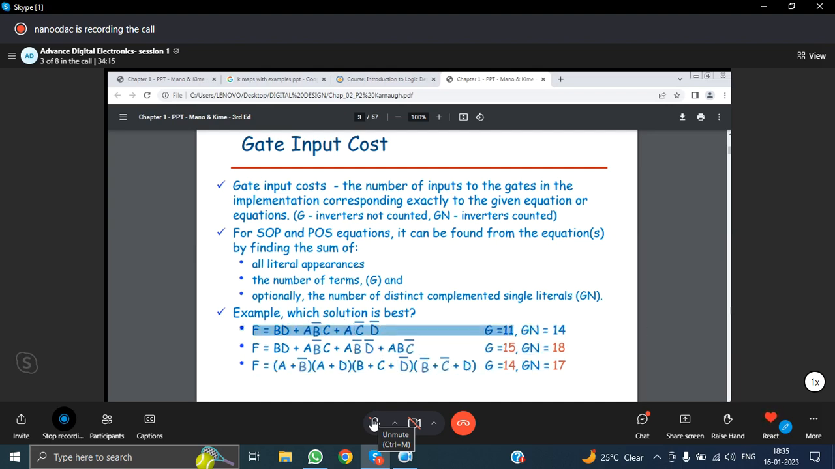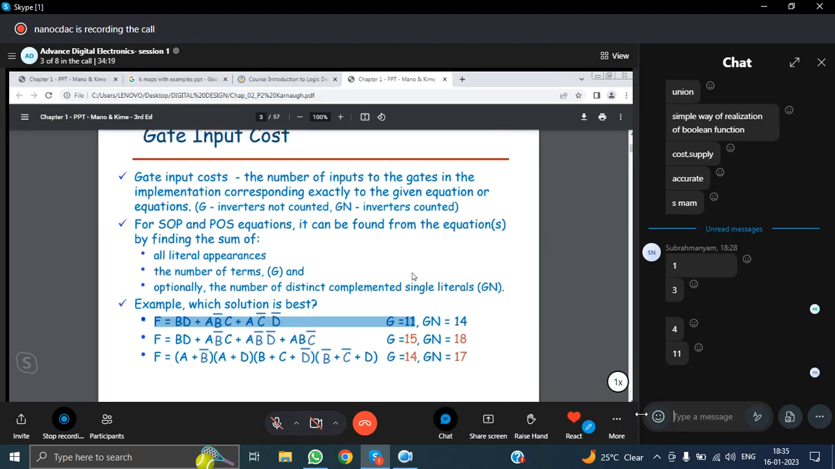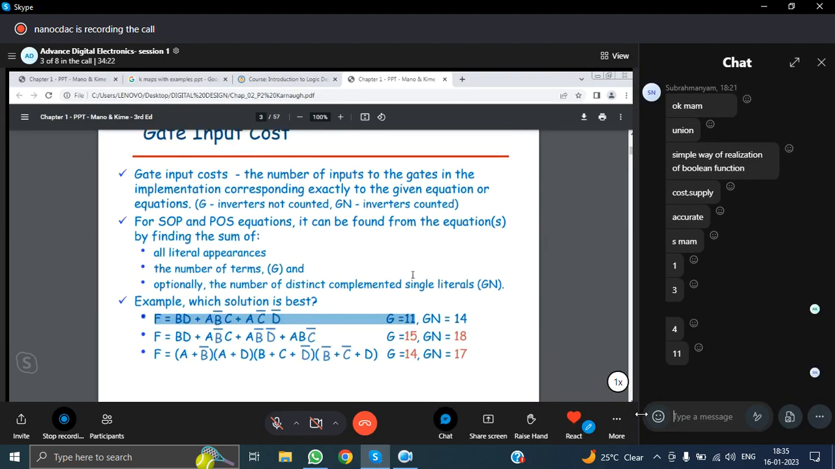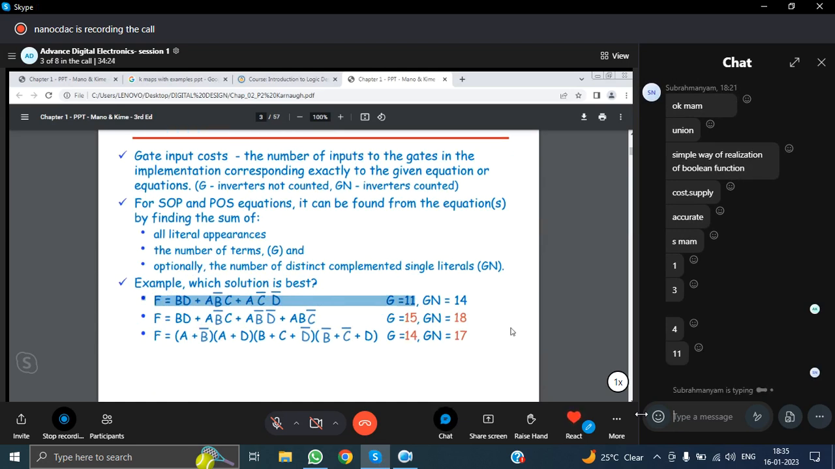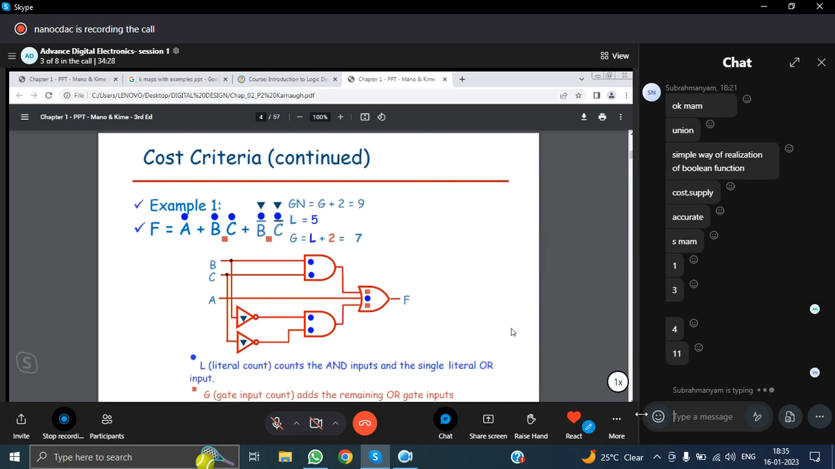We will prefer this one only. Why? Because of less hardware. We should cut down the hardware cost. So that is one thing. And next one is the cost criteria.